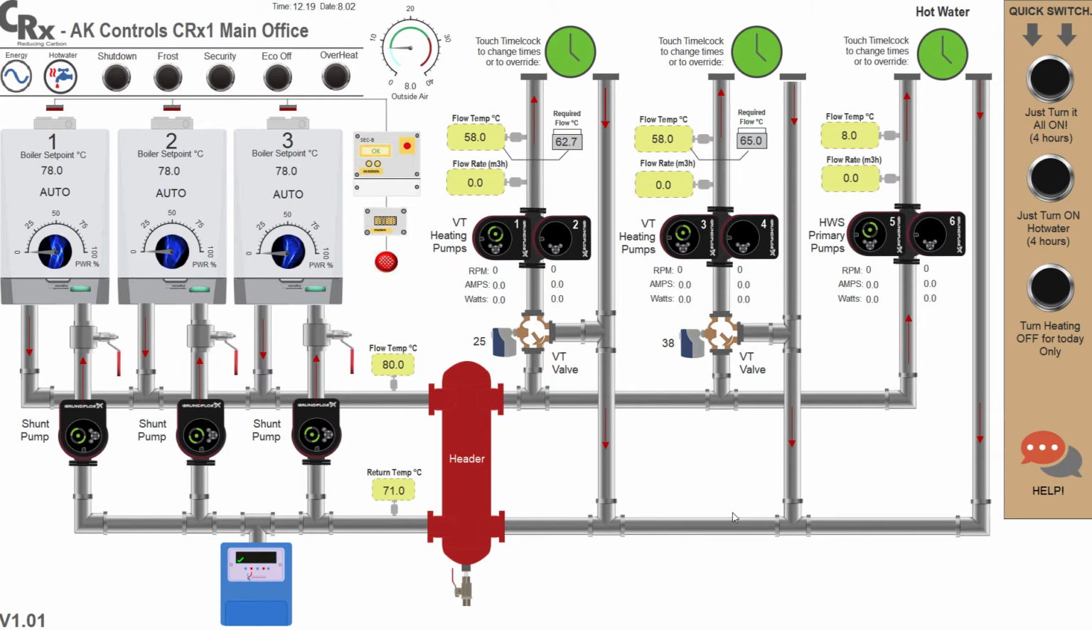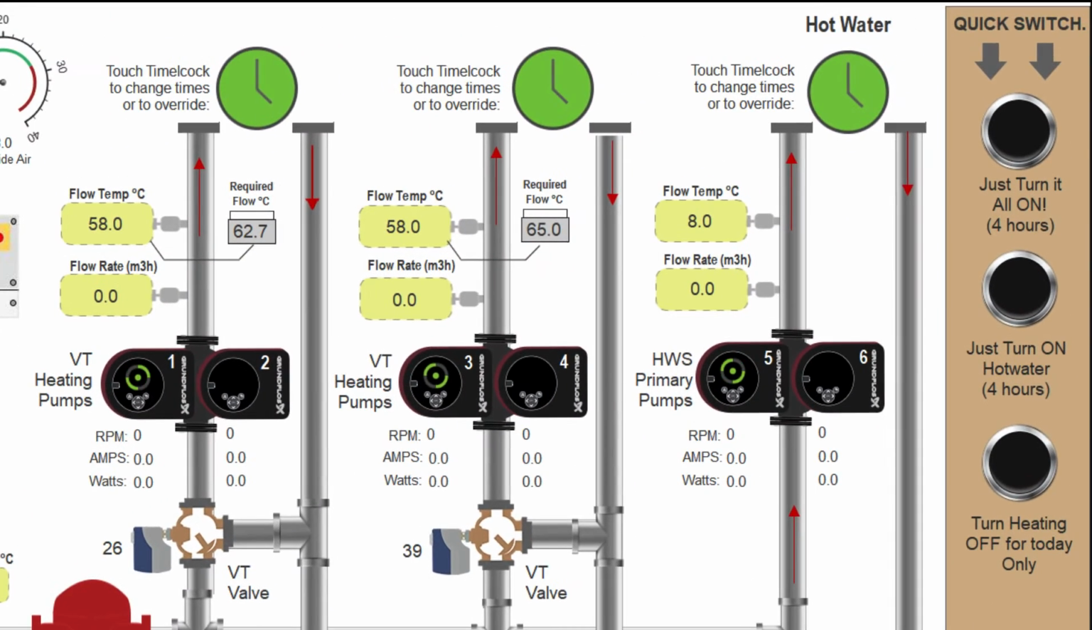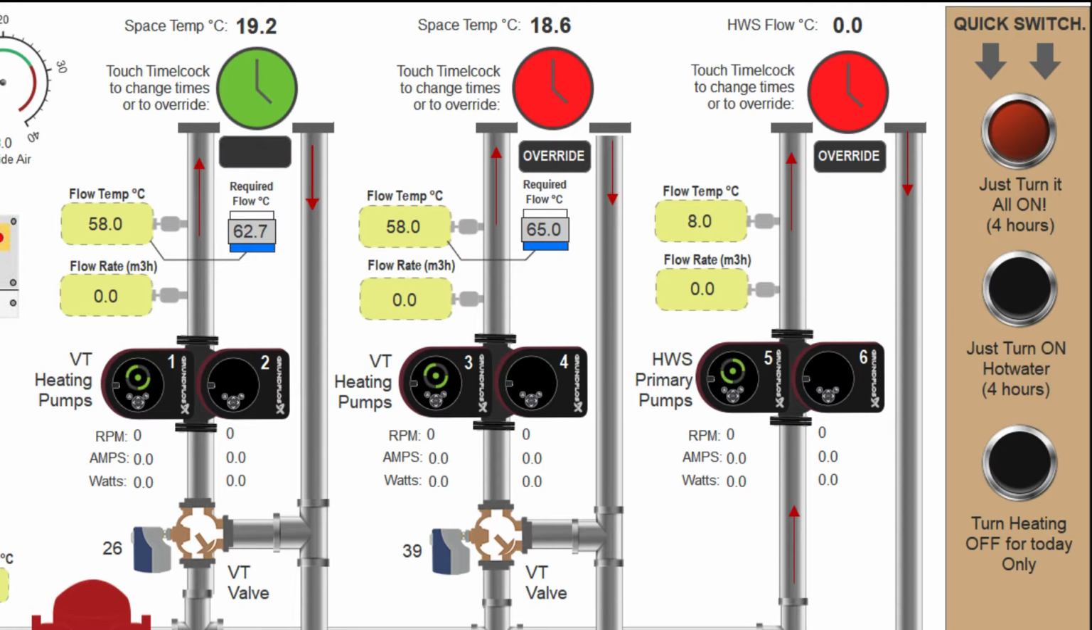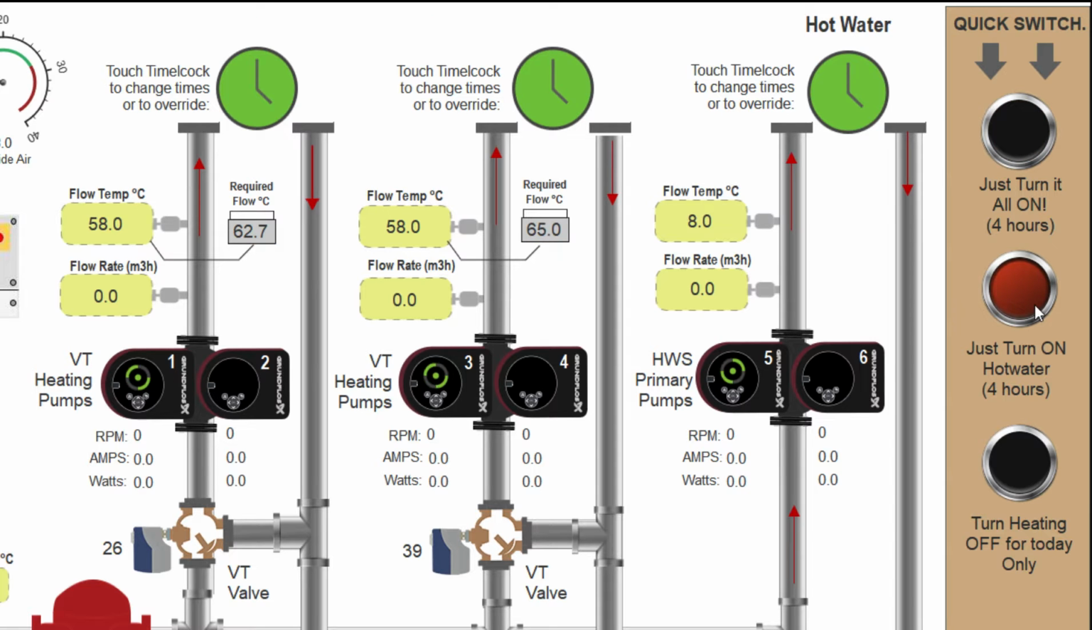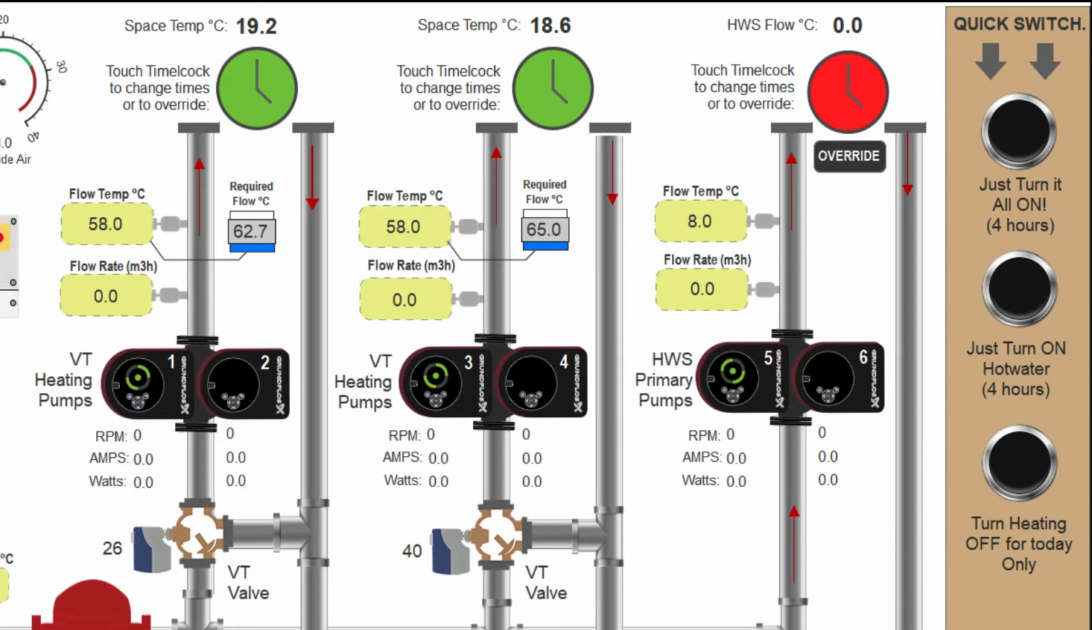A quick switch panel is available for the operator to override the system time clocks and optimizers. Simply touch the override button, and all heating circuits and hot water will turn on. If just hot water is required, touch the button below. There is also a daily eco-off button. This turns the heating systems off just for the current day.